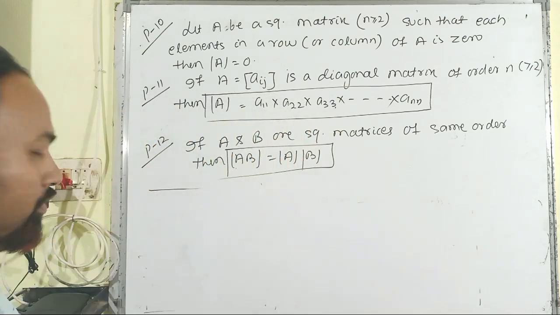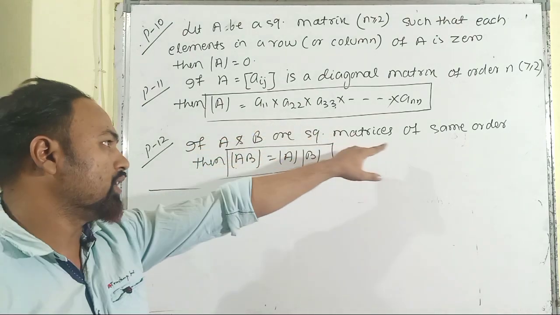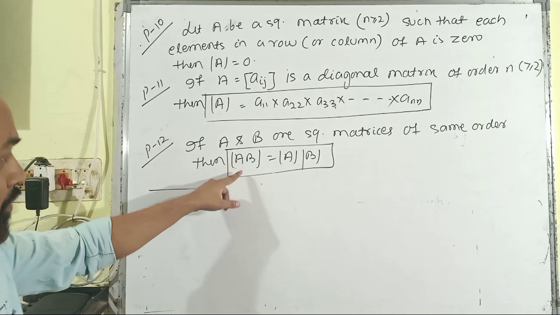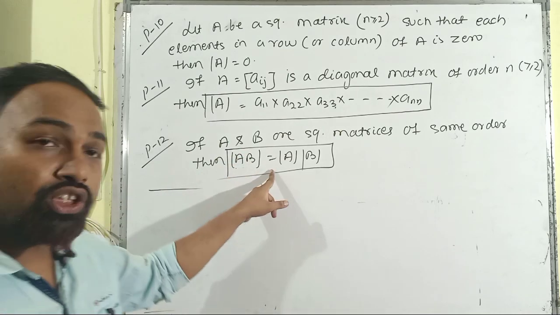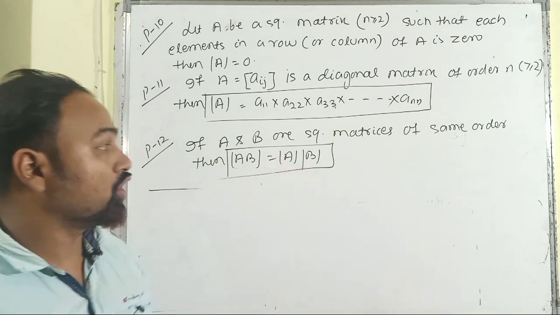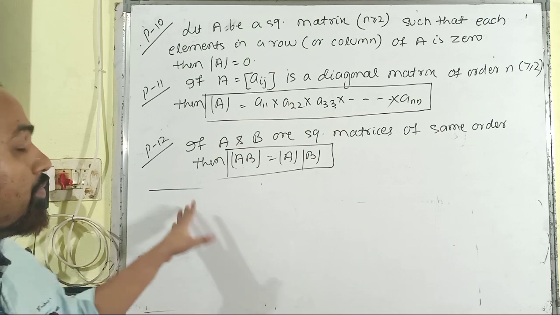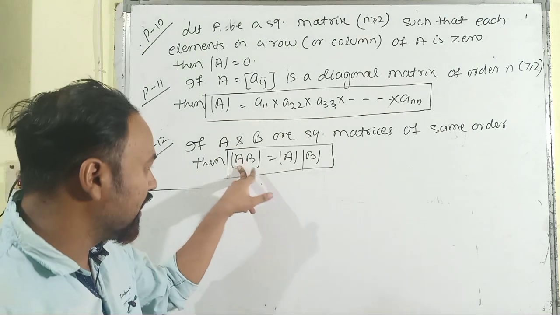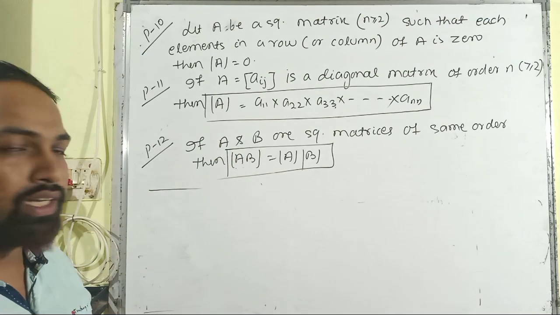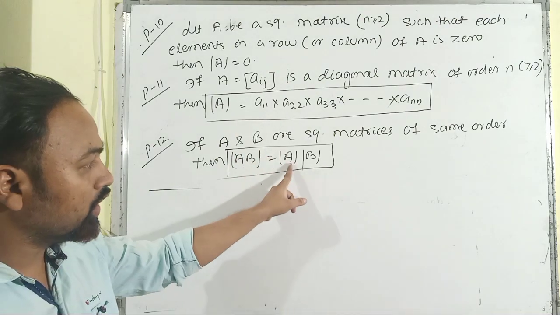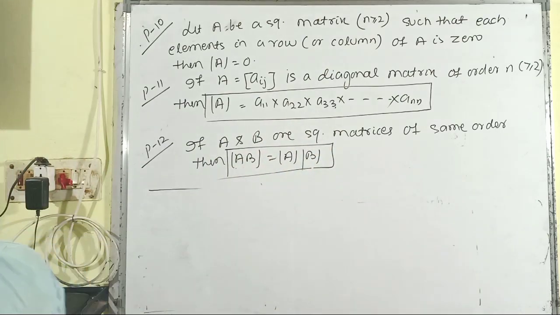Then property number 12, the last property of determinants. If A and B are square matrices of the same order, then the determinant of the multiplication of both matrices is equal to the product of the determinants of A and B. That means on the left hand side, first we have to find the multiplication of both matrices A and B, then find its determinant. But on the right hand side, first find the determinant of A, then the determinant of B, and then multiply them with each other.